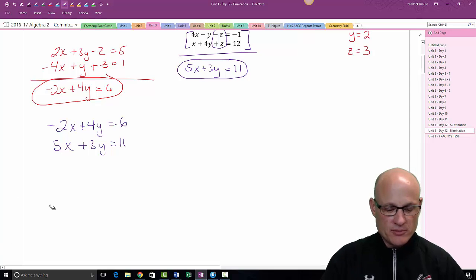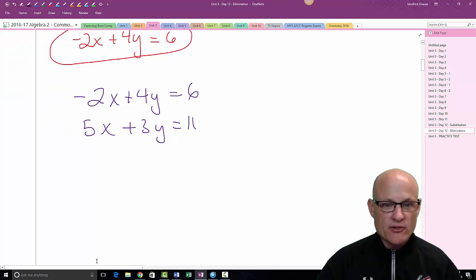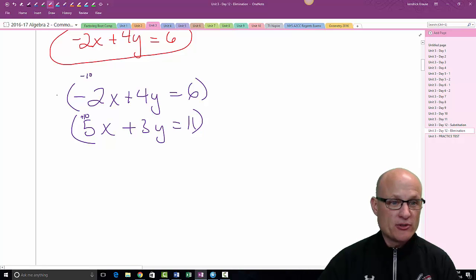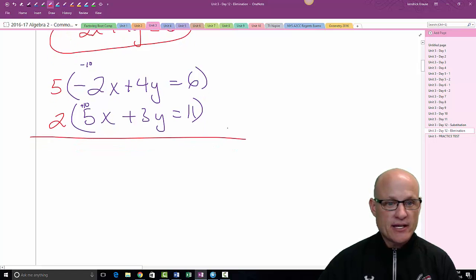Try to blow it up a little bit, but all right, let's move over. All right, so now this is what we're going to solve. Now, I want these two numbers in front to be opposites. In fact, I want this to be a -10 and this to be a +10. And if I can do that, I'm all set. I'm in pretty good shape. So what I'm going to do is multiply this whole equation by 5 and this whole equation by 2. That'll give me my pair.